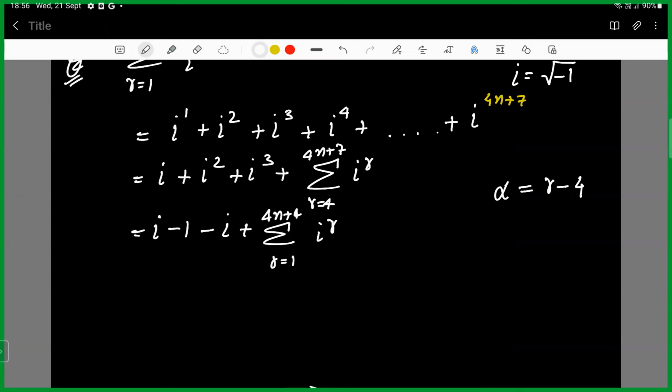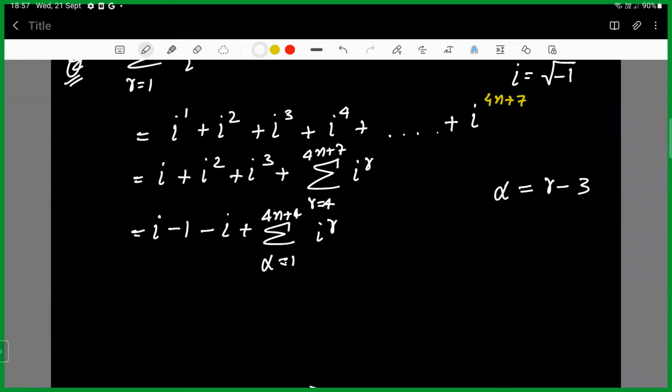Put alpha is equal to r minus 4. So r here is equal to how much? 4. Alpha will be equal to how much? Okay, wait. Let's take r minus 3. Let's say alpha is equal to r minus 3. Now if r is equal to 4, what is the value of alpha? Alpha is 1. So I'm just writing this. This is alpha, right? It's a dummy variable. You can take anything, but it should have a meaning while replacing it.